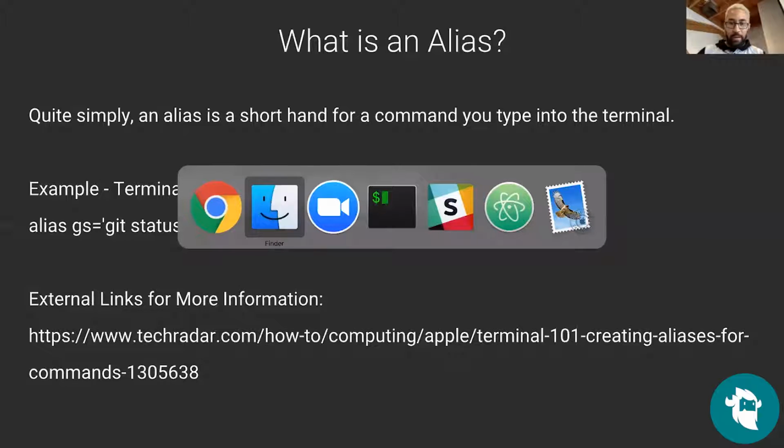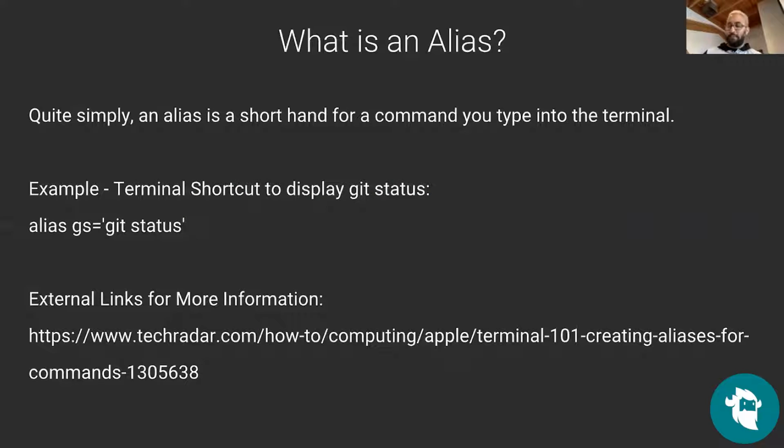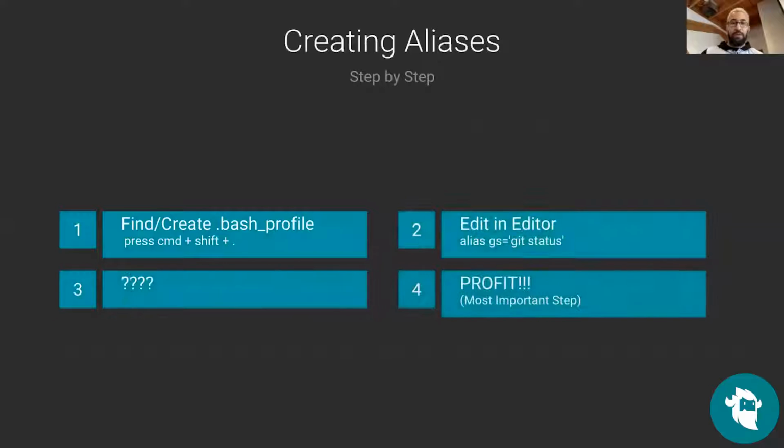I'm going to keep doing this first. So this is how we create an alias. We want to find and create our .bash profile. To view hidden files and folders, which is what your bash profile would be, you use Command, Shift, and period. I know that's very small dots, but that is a dot. You go there, you edit in the editor, and you create an alias like GS equals Git status.